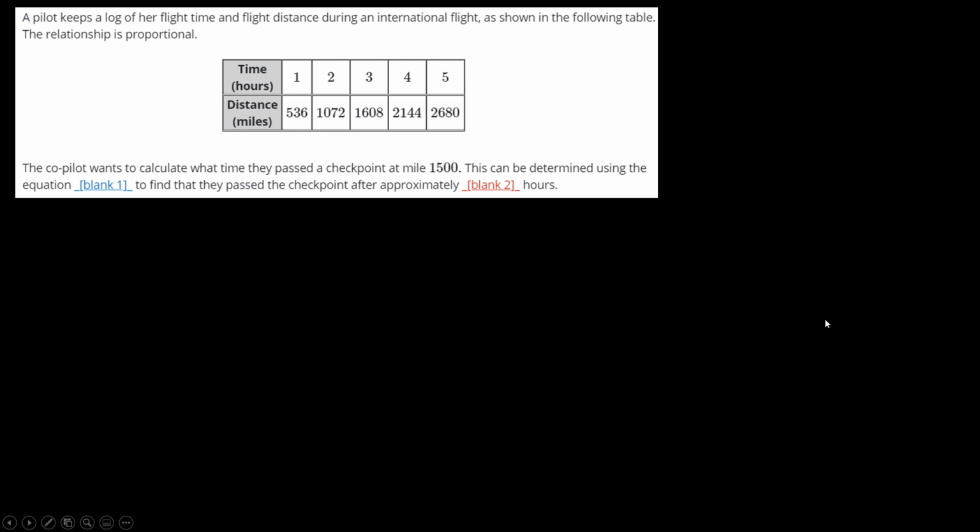All right, our last question says that a pilot keeps a log of her flight time and distance during an international flight as shown in the following table. The relationship is proportional. So it looks like for every 1 hour, she goes 563 miles. Now, when your table is sideways like this, your X is on top and your Y is on bottom. So when you're writing your unit rate, it's actually flipped, okay?